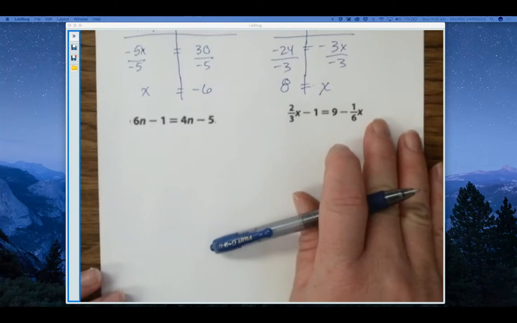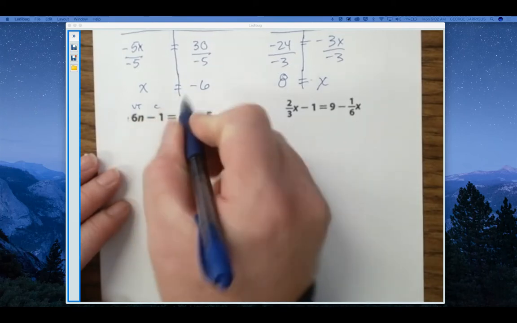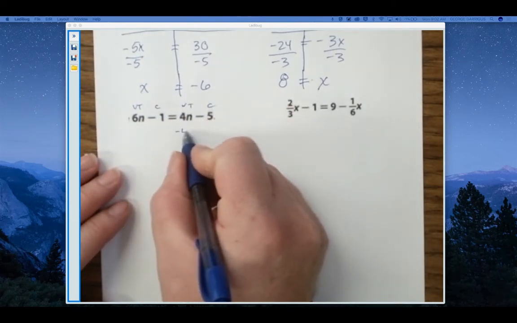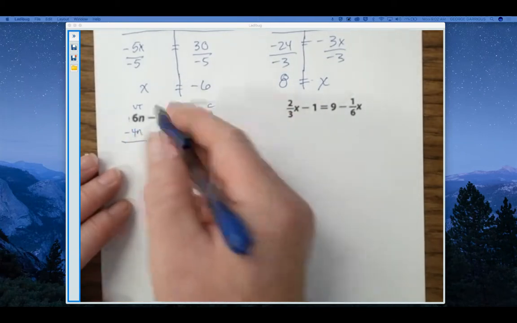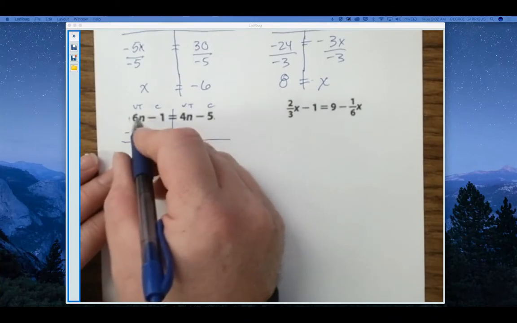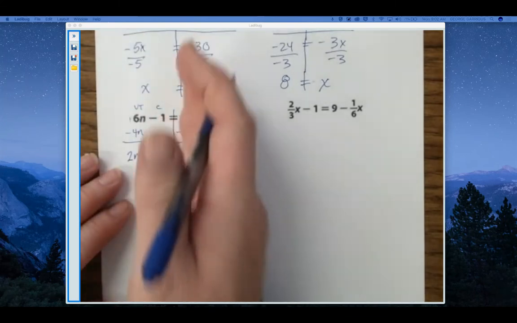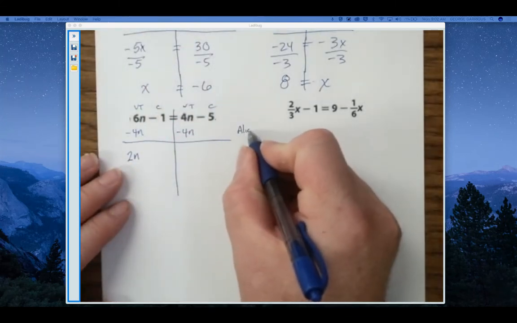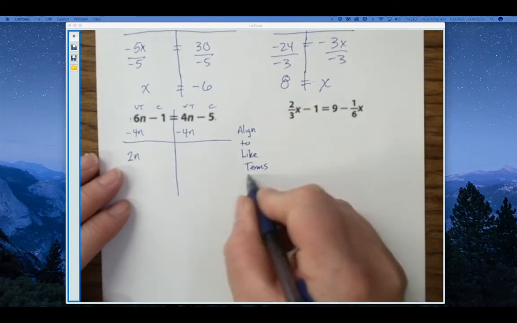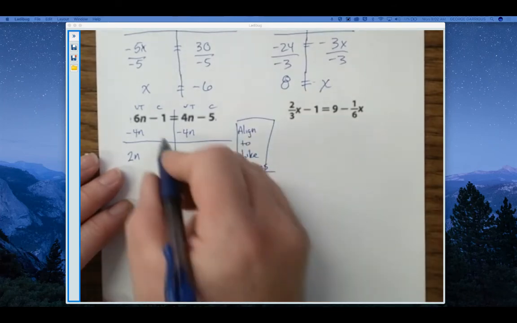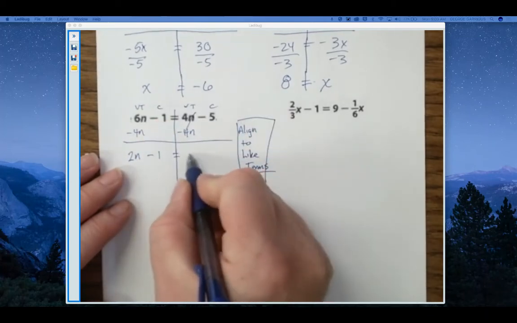Okay, let's do 2 more. 6n minus 1 equals 4n minus 2. So I have a variable term and a constant, a variable term and a constant. I'm going to subtract 4n because I like to have positive variable terms. So with coefficient being positive, 6n minus 4n is 2n. Remember, the alignment's really important. You align like terms. So that's 0. Minus 1, remember the sign, equals negative 5.